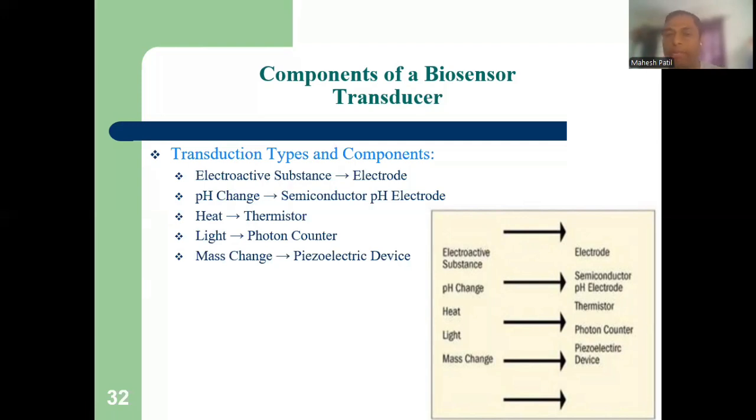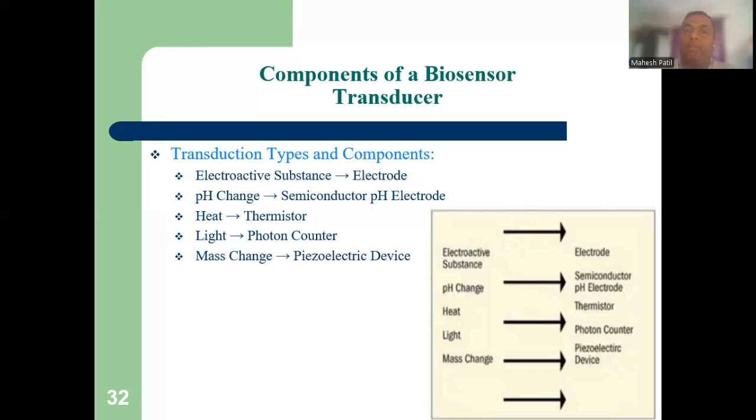So if I have a pH change of my solution, I may go with semiconductor-based pH electrodes. If there is an electroactive substance, I may go with a basic electrode. If there is a change in mass before and after the reaction between the components, I may use a piezoelectric device which works on the piezoelectric effect. If there is heat generated, then I may use a thermistor. For light, I may use photon counter detection.